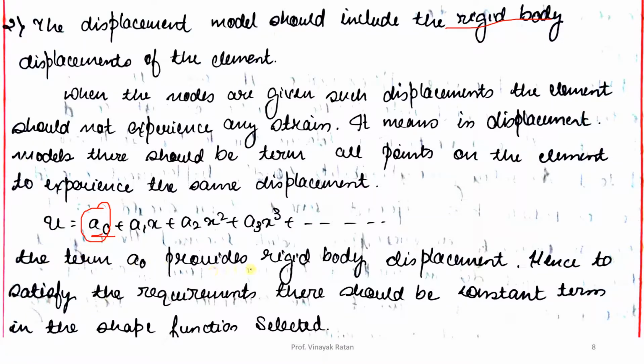So the term a naught provides rigid body displacement. Hence, to satisfy the requirement, there should be a constant term in the shape function selected. So this is your second convergence requirement. This term must be there so that there will be a rigid body displacement. It means all points on the element experience the same displacement. So this is your second convergence requirement.